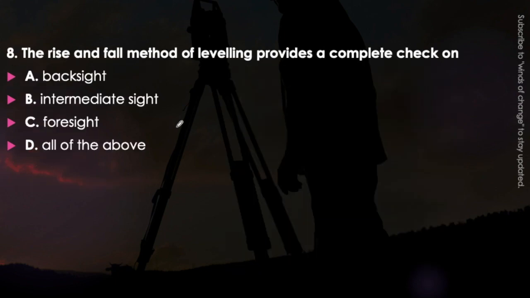Next question, the rise and fall method of leveling provides a complete check on backsight, intermediate sight, foresight, or all of these. Just think about it. Rise and fall method provides a check on all of these, so option D will be the correct answer. It will provide a check for backsight as well as intermediate sight as well as foresight. While in the case of the height of instrument method, the check will not be provided for intermediate sight. There you will get a check for backsight as well as foresight. So rise and fall method is for all of these.